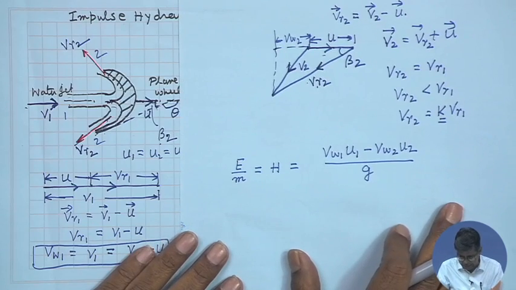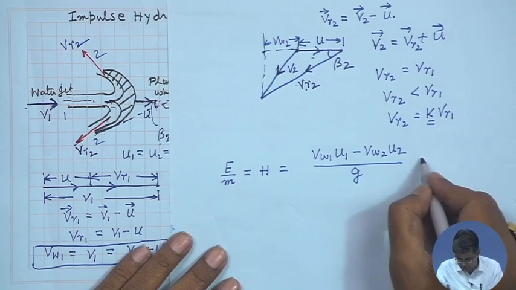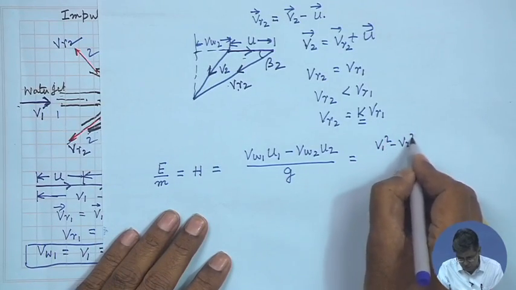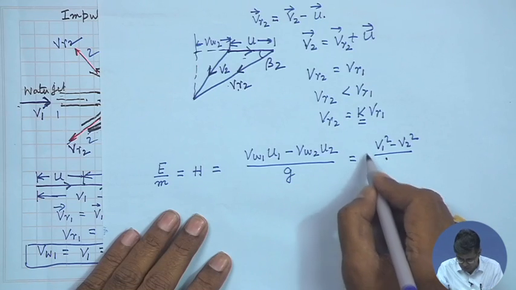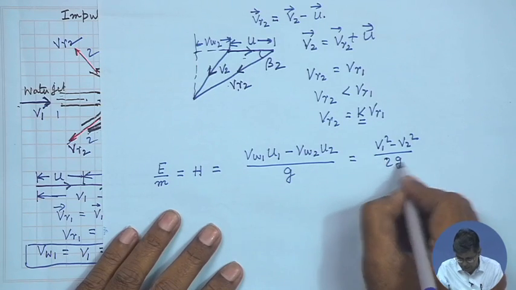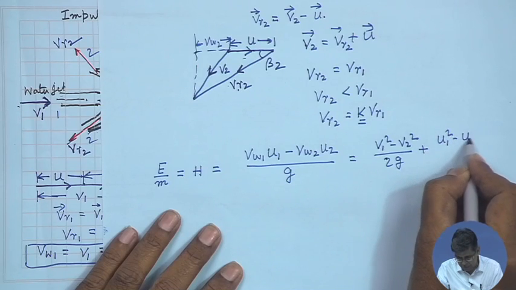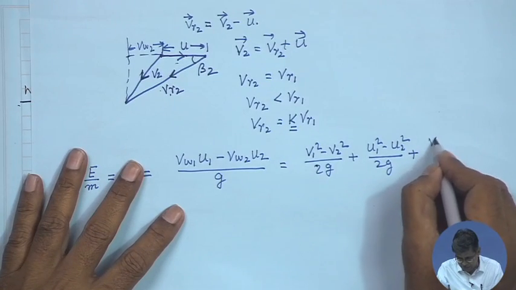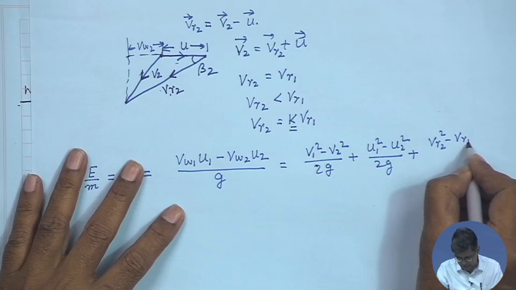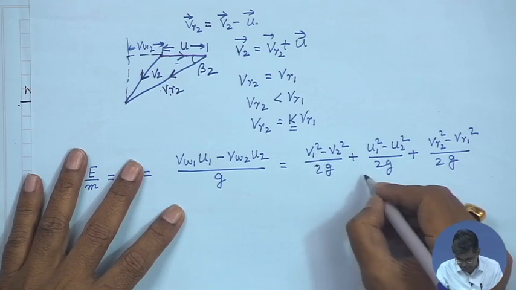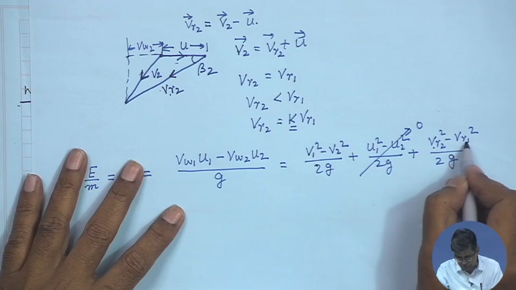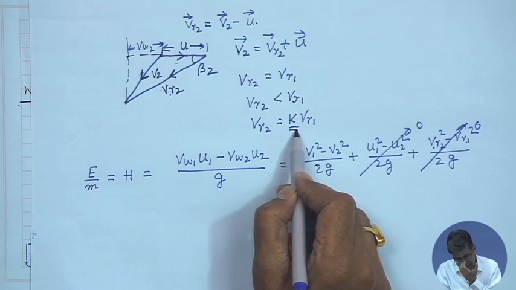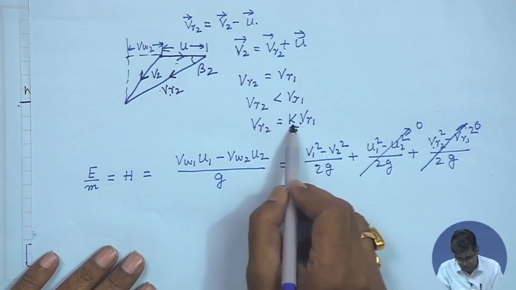Well, this can also be written, for understanding, as (V1² − V2²)/2g, plus (u1² − u2²)/2g in general, plus (Vr2² − Vr1²)/2g. Now, in this case, u1 and u2 terms are 0, and Vr2 is almost equal to Vr1. This k value is very high, so there is a loss due to friction only, and if you neglect the friction, it is 0.